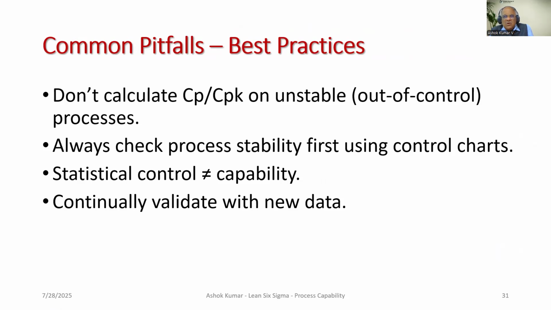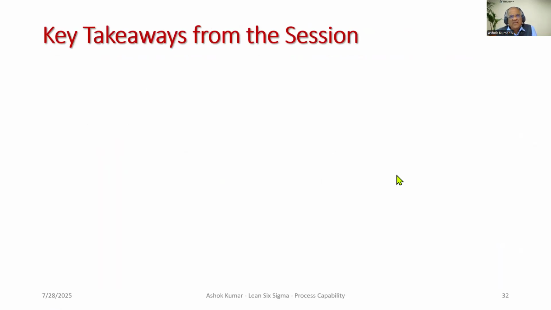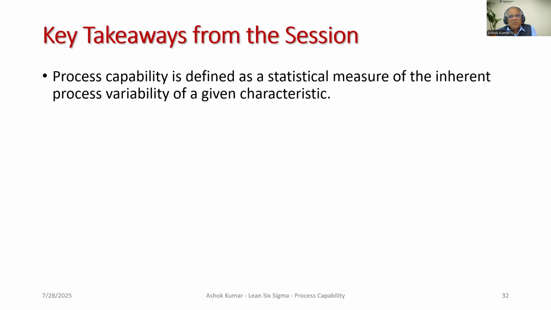When we study control charts, you will understand that control charts are not capability studies. However, they can be used as well, continually validated with new data. Now, capability is something which is unpredictable, so it's a dynamic process where you have to keep studying this on a continuous basis. So that brings us to the end of this session on process capability.